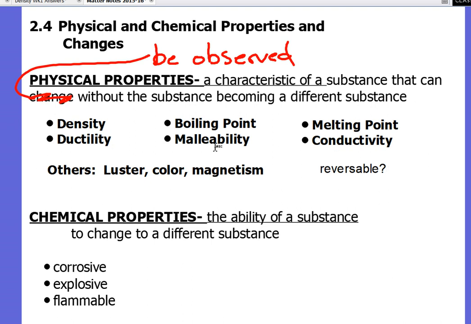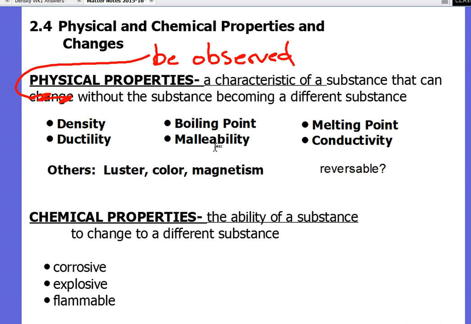Pretty sure I just spelled that wrong. Let's go through these things up here. Density. You can observe the mass. You can observe the volume. Is it still a chunk of metal? Yes, it is. That's a physical property.